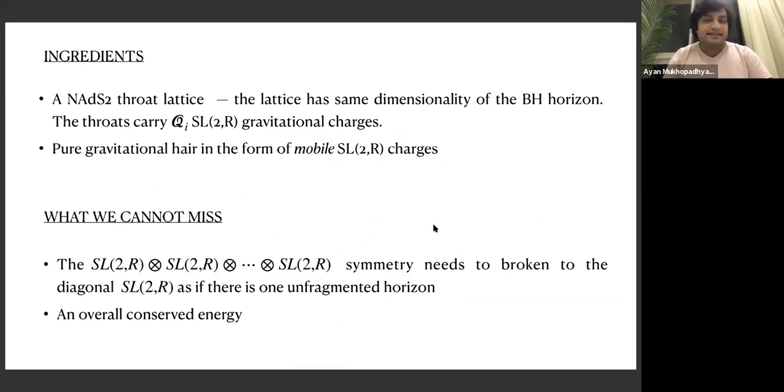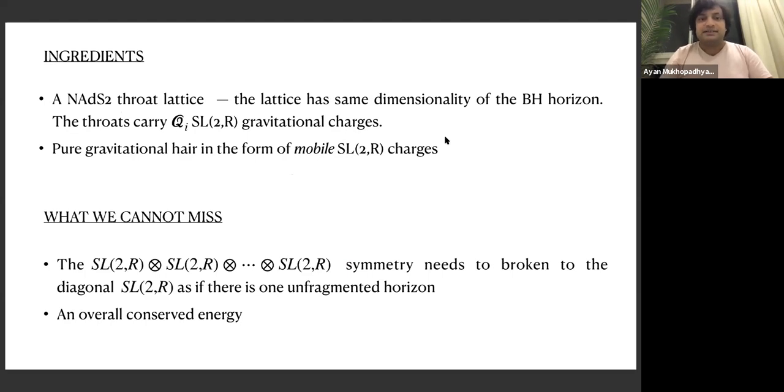So these are the ingredients. The ingredients basically fall into two categories. One is an AdS2 throat lattice, which has the same dimensionality as a black hole horizon. And each of them has a separate SL2R symmetry, because AdS2 has SL2R symmetry. So corresponding to the isometries, each one of these throats will have SL2R gravitational charges. But then there is also a pure gravitational hair, which can be mobile. And these are the mobile SL2R charges. And these are the SL2R symmetries of the unfragmented, or what was the unfragmented, throat.